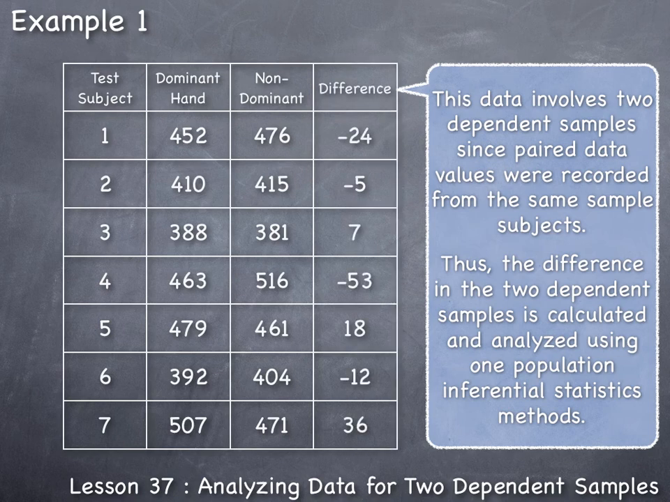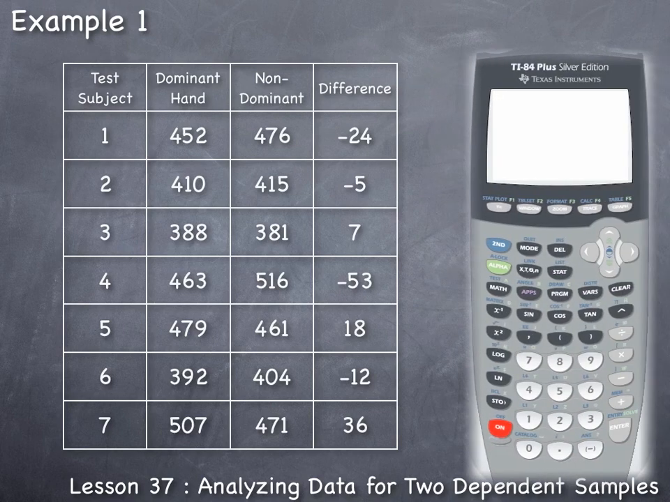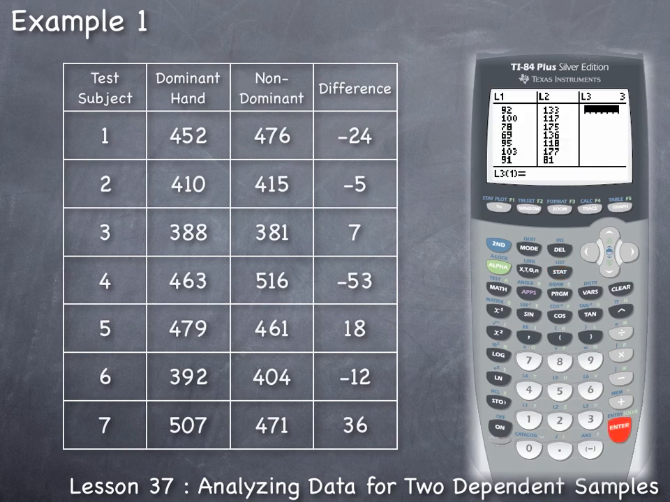We can enter these differences into our TI-84 calculator. To do this, we would press Stat and then enter the data editor. I'm going to enter the differences into list 1. So I'm going to clear out the old data by using the arrows to navigate up to the list name and then press Clear Enter to clear out the old data.